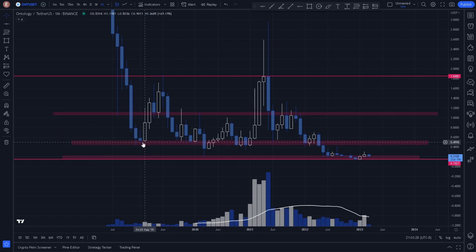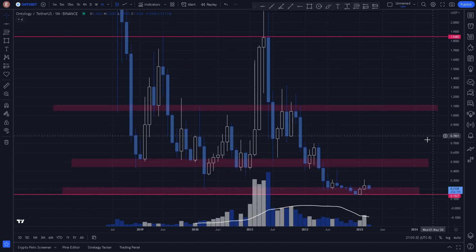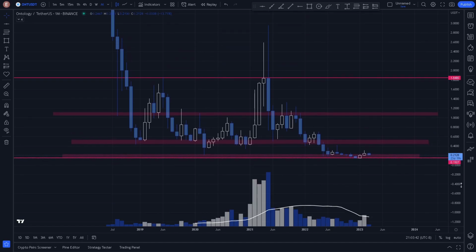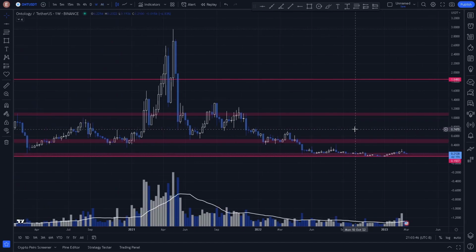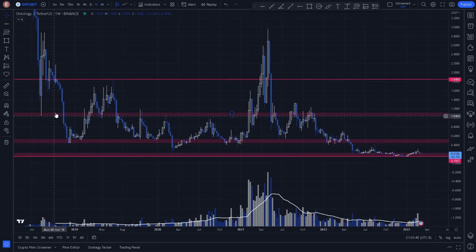Now here we see multiple reactions acting as support, and we see this wick here reacting to the level as resistance. And as price broke through, we see this wick here reacting to the level as resistance. So let's go ahead and hop to the weekly. Now here on the weekly we can see more clearly how price reacted to these key levels.